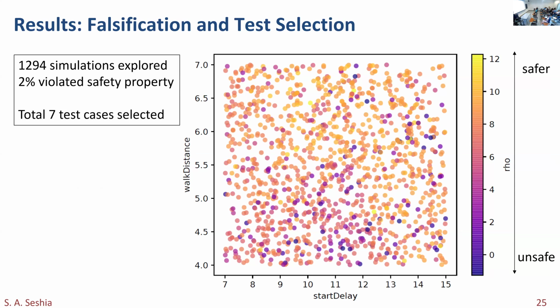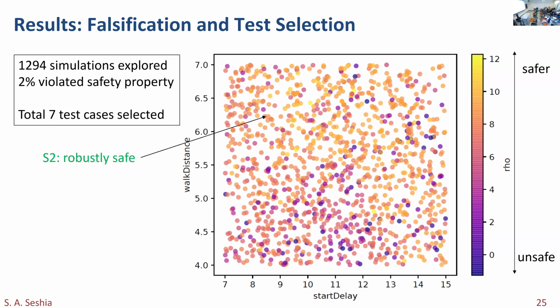All right, so again, Verify ran about 1,200 simulations, and 2% of those were unsafe. Unsafe in this case means that the pedestrian dummy got within a minimum distance of the car. Okay, and then what you're seeing here is a representation of all of those simulations, where the x-axis is start delay and the y-axis is walk distance, so 2 of those 3 parameters. And the color indicates whether it was safe or unsafe. Warm colors like yellow and orange are safe. Cold colors like blue and purple are unsafe.